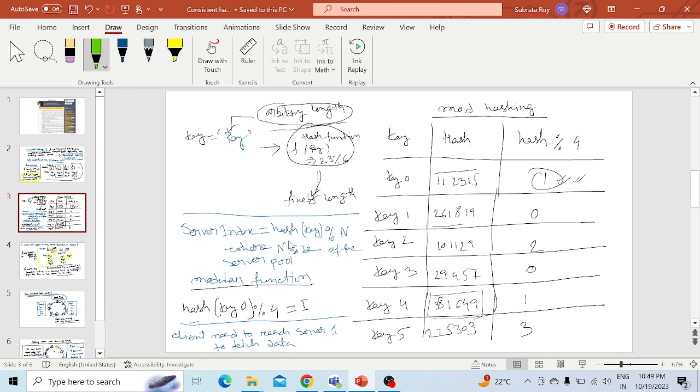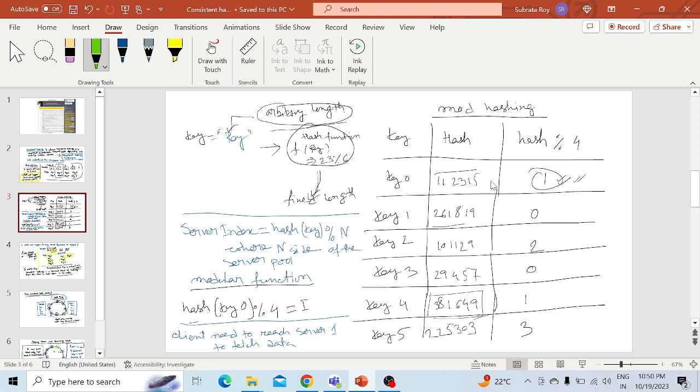The server index equals hash key mod n, where n is the size of the server pool. When I say the size of the server pool, we have four servers, 0, 1, 2, 3, so n is 4. Now the function is hash key mod 4 equals 1. I need to fetch data for key 0 from the server pool of 4, from this server.